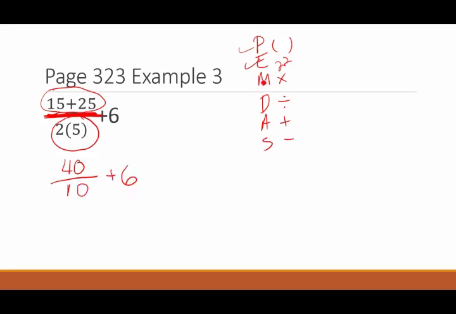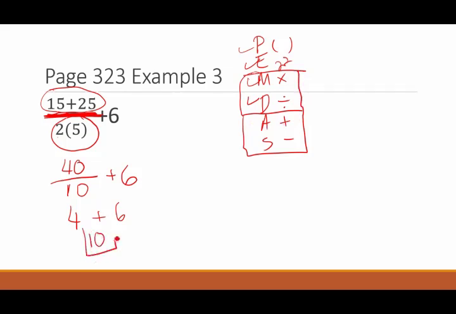Alright, so now let's look at this problem. We do multiplying and dividing. So whatever we see first we can do. Do we have any multiplying here? No. Do we have any division? So 40 divided by 10. We know that's 4. So that's good, we did multiply and divide. So now we're allowed to add and subtract. So we can add 4 plus 6 and it equals 10. So our answer is 10.